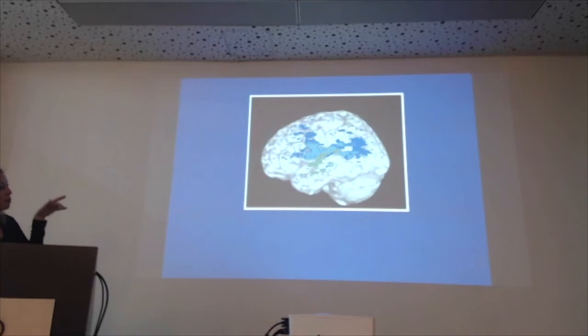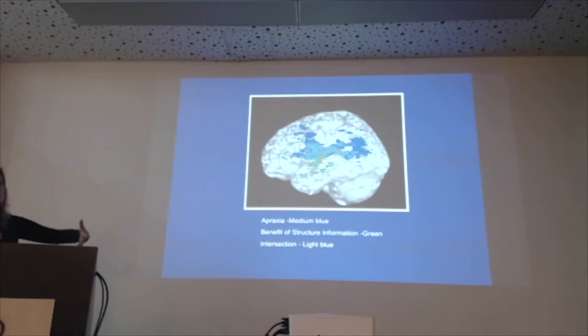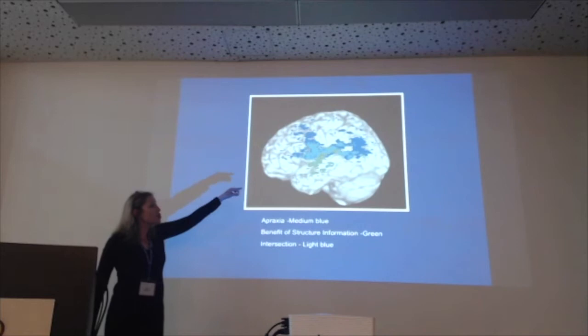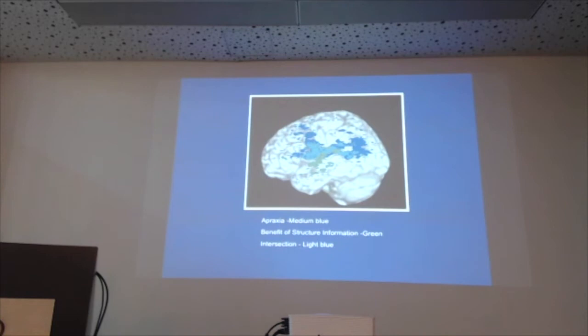When we looked at the lesions that were responsible for this failure to benefit from affordances, what we saw is that the medium blue is all the apraxics. The benefit from structure information is in green, and the overlap, that is the apraxics who benefit from structure from the high affordance, are in light blue. But note that the apraxics who do not benefit from the affordances are the darker blue. So you see this: if your more dorsal regions are damaged, you can't benefit from the affordances. If they're spared, you can.